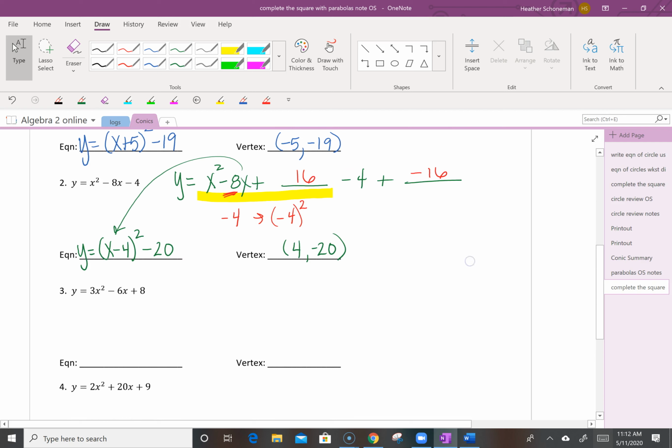And we're done. Okay. This is kind of the same, but now it's going to change up just a little bit because that leading coefficient is not that invisible 1.